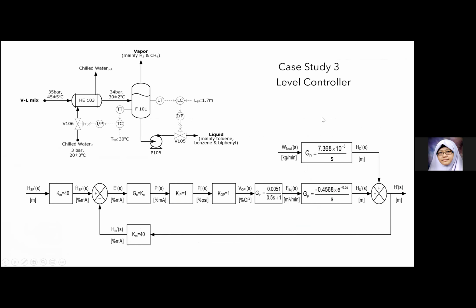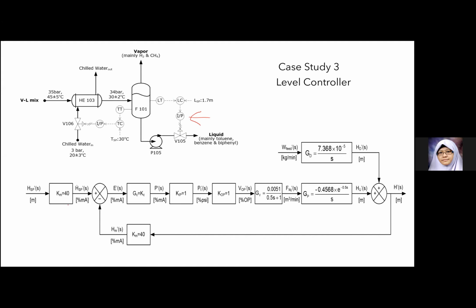Now, this is the answer for case study 3 for the level controller. So you have the level controller here for the flash tank, flash drum. This is a pneumatic valve. The system is electronic, but you have a pneumatic valve. That's why there's a current to pneumatic conversion. But it's just one.